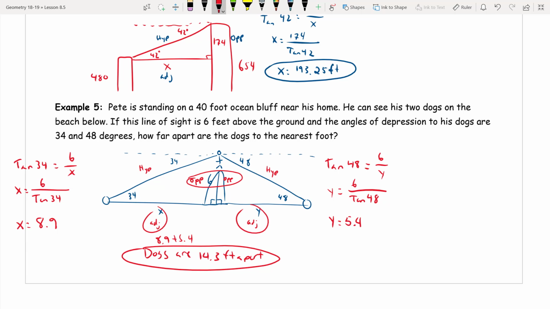So we had to solve them separately and then combine them at the back end. And it was the exact same process for both. We were given tangent ratios for each, just with different angle measures. And I got 8.9 for one dog, and I got 5.4 from the base of this bluff. The distance between them is just combining the 8.9 and the 5.4. So the dogs are 14.3 feet apart.